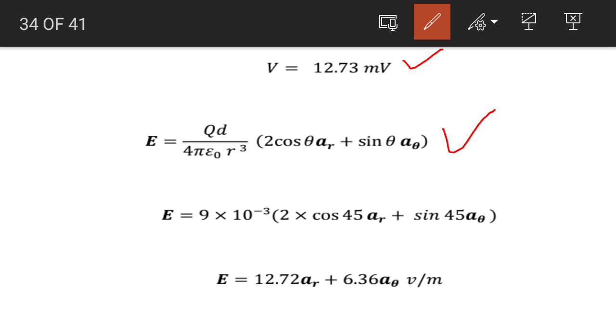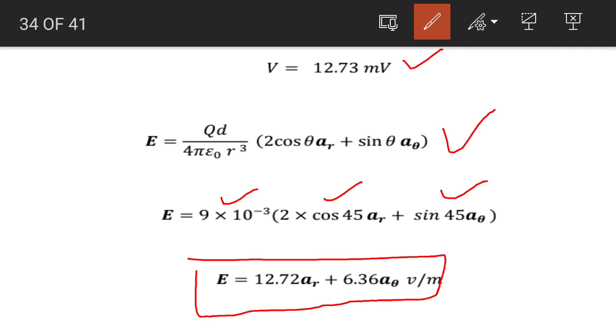We can calculate the electric field intensity with the help of this particular equation. We have QD by 4 pi epsilon naught r cube, and then we have 2 cos theta AR plus sin theta A theta. We put the values in this particular equation on the right hand side. So we have 9 into 10 raised to power minus 3, and then we have 2 cos of 45 AR plus sin of 45 A theta. If we simplify this particular equation, we get the electric field intensity in the spherical coordinate system, and the electric field intensity is 12.72 AR plus 6.36 A theta.